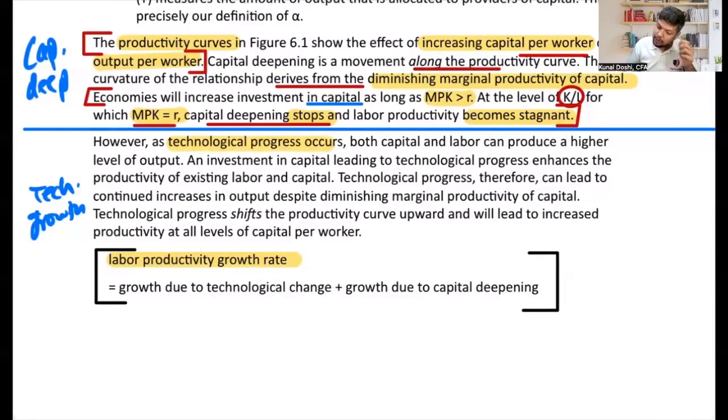However, as technological progress occurs, both capital and labor can produce a higher level of output. So investment in capital will definitely lead to technological progress. So they are also overlapping.